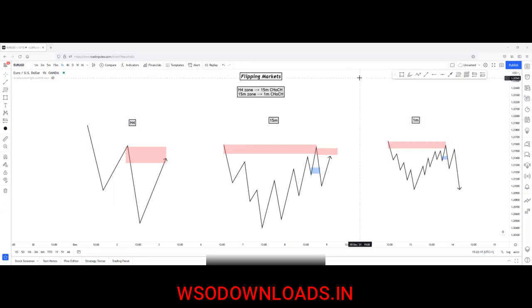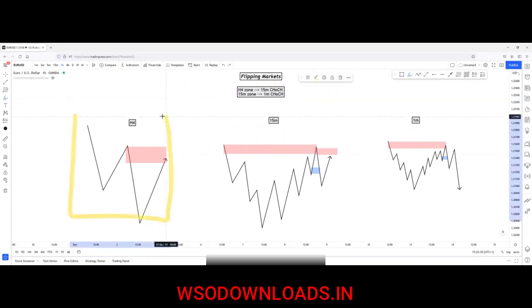Okay, let's see a complete example. So we have a criteria for the zones here. If you see a 4-hour zone, you will have to wait for a 15-minute change of character inside of the 4-hour zone. So as you can see, we have this 4-hour structure here, breaking structure to the downside, creating a series of lower lows and lower highs, and creating supply zones. Price created this 4-hour supply zone, and price just tapped into this zone.